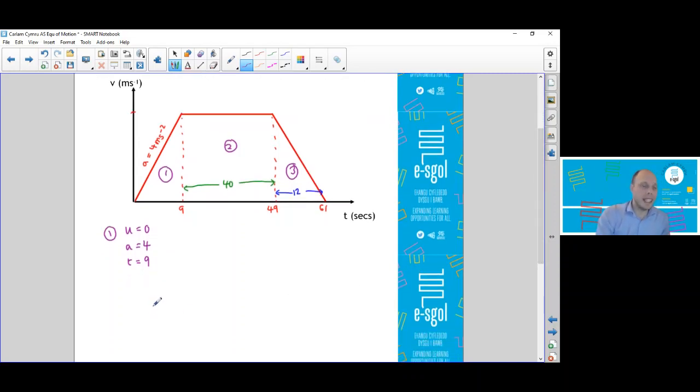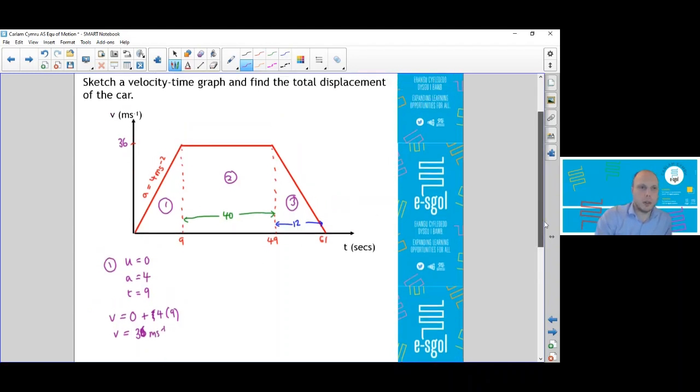My advice would be work out everything you can. You might think, oh, we're only interested in velocity or we're only interested in displacement, but while you're there, you never know what you're going to need later on. Work out everything you possibly can. So I'll do V first, and I'm going to use V equals U plus AT. So V equals 0 plus 4 nines, that gives me just 36. So there you go, that's that value there, 36 meters per second.